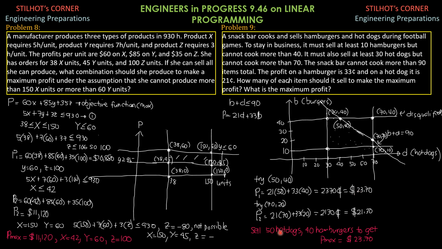So sell 50 hot dogs and 40 burgers, hamburgers, to get the maximum profit of $23.70. So that's it for this problem.